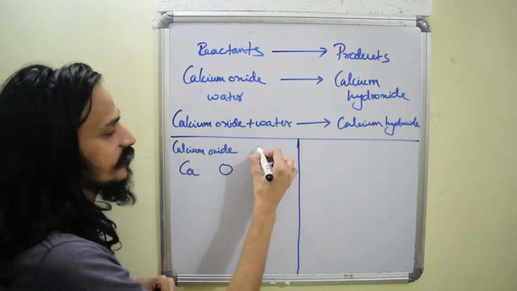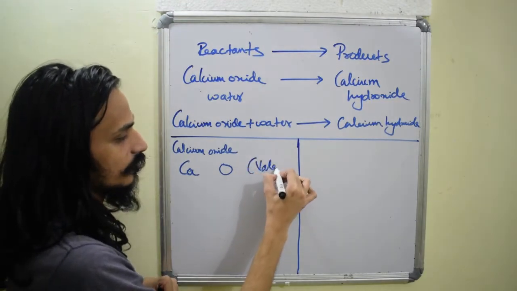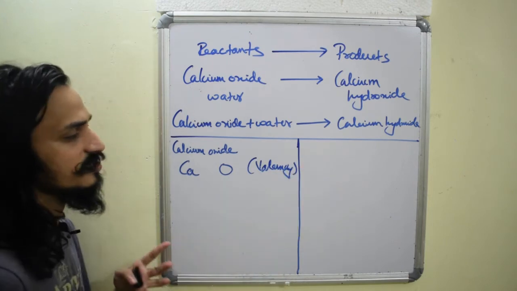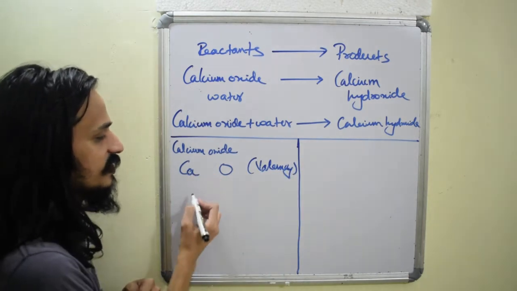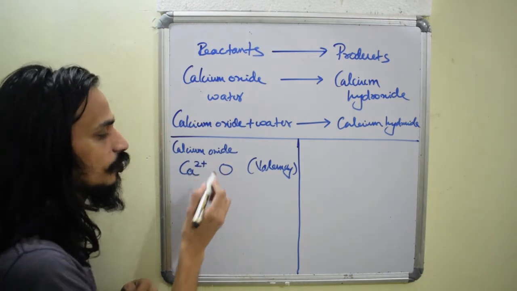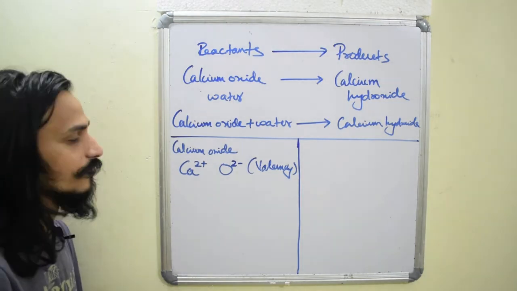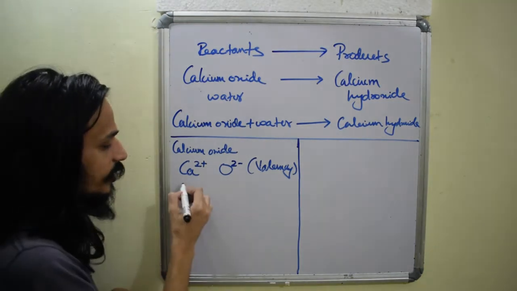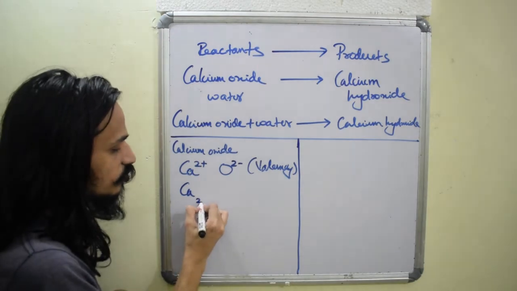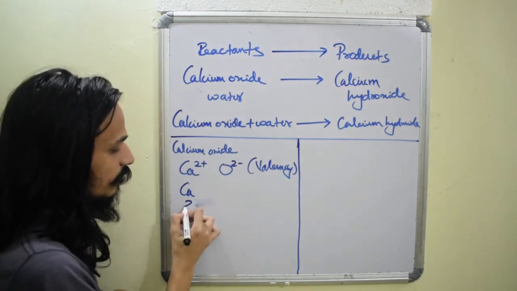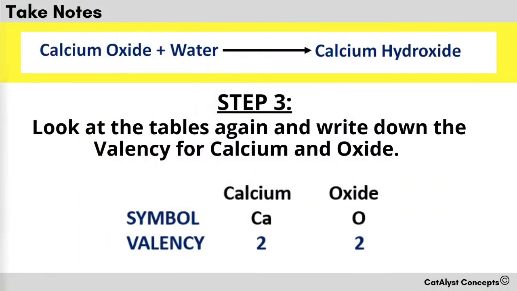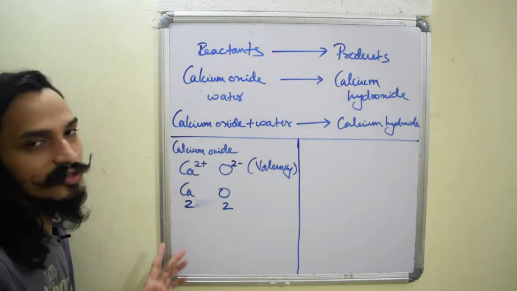Now I need to know what is the valency of each. Valency is nothing but combining strength. I know that for calcium the valency is 2 plus, and for oxygen it is 2 minus. So now I know that calcium's valency is 2 and oxygen's valency is also 2. Symbol right now does not matter.